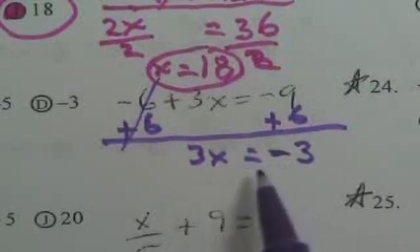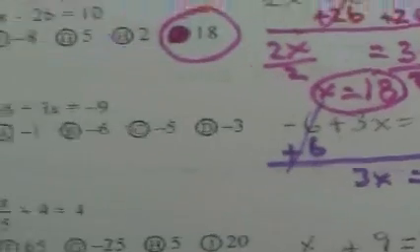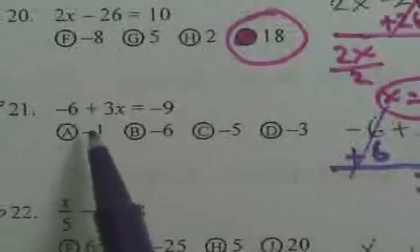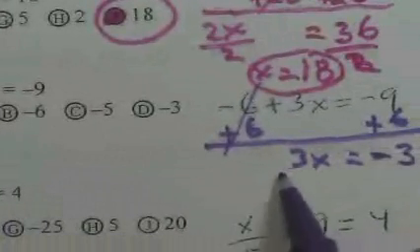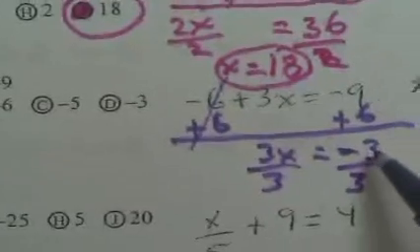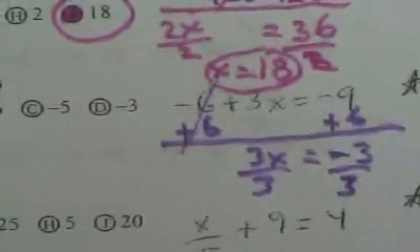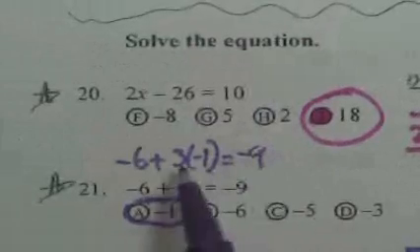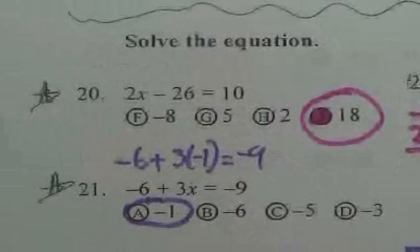Can you tell your answer by looking at it? 3 times something is negative 3. And if you're not too sure, you can always just look over here. You can tell it's got to be the negative 1, letter A. And if you didn't know that, divide by 3. And you can see 3 goes into 3 once and 1 negative. So it's negative 1. And if I plug the answer in, it works. Negative 6 and negative 3 is negative 9. It works.